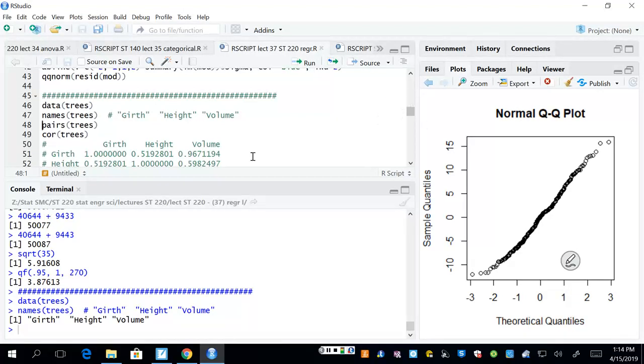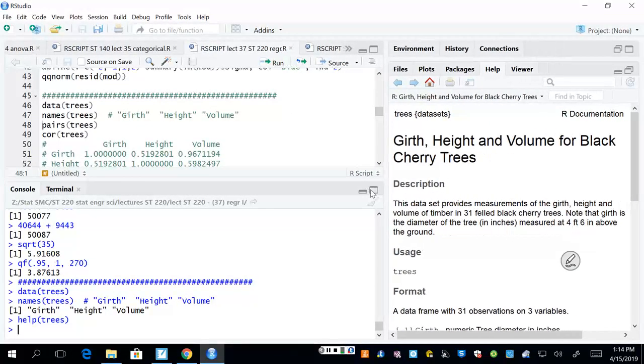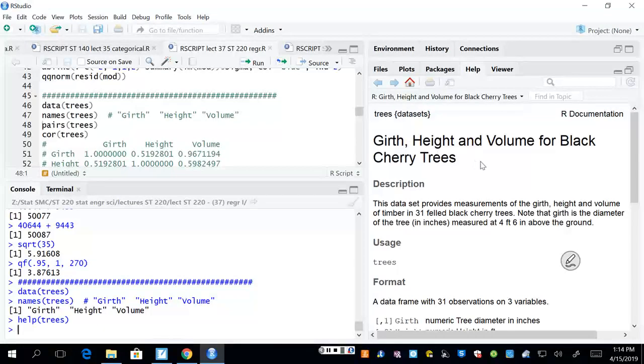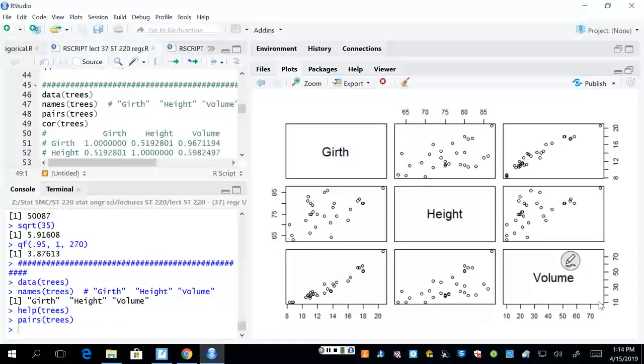There's this data set on trees. These are girth, height, and volume of black cherry trees. So if you're trying to harvest black cherry trees for lumber, you'd be concerned with volume, presumably. This pairs command, if I can make it just a little bigger here, gives you some scatter plots of the variables.